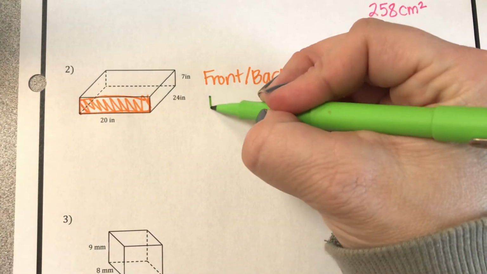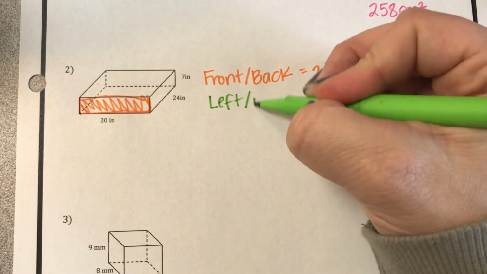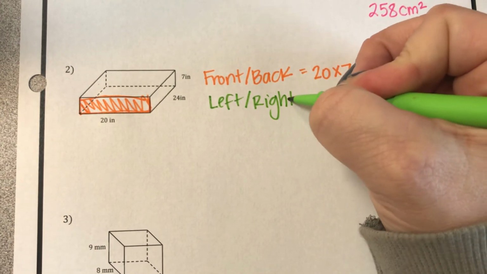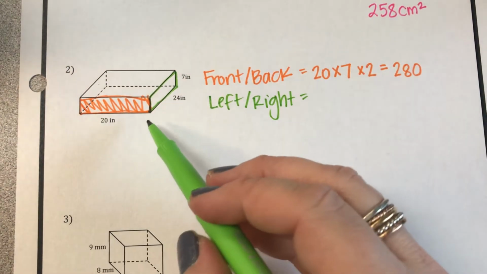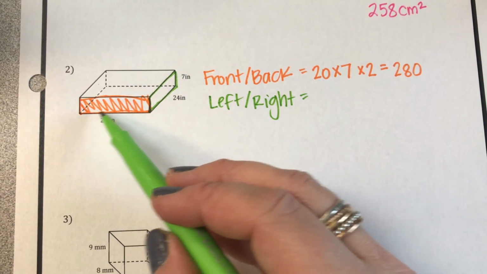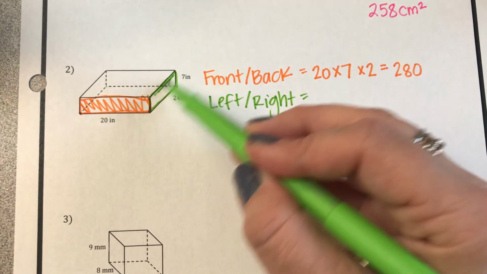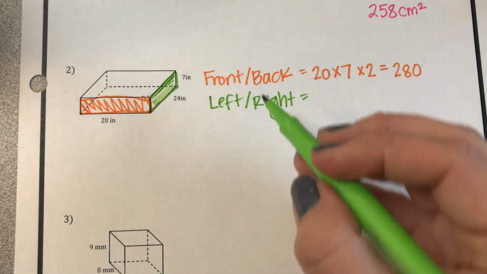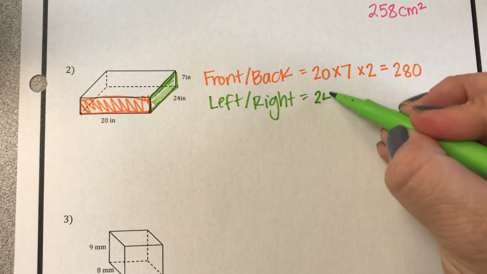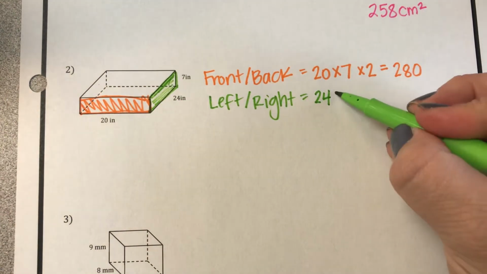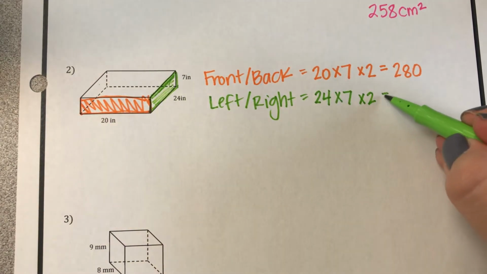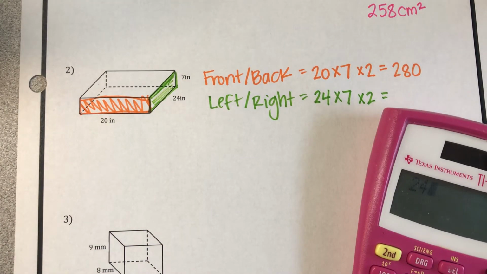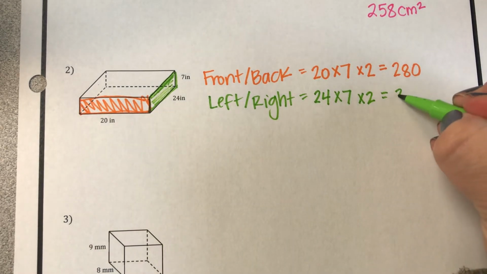Then I have the left and the right. So I'll shade it in over here. Okay, and you have to go off what the numbers say, not what it looks like, because there's no way that this is 20 inches and that's 24. I get that. Okay, so these are 24 across, and how tall is that section? 7. And I have 2 of them, right? The left and the right. So 24 by 7 times 2 is 336.